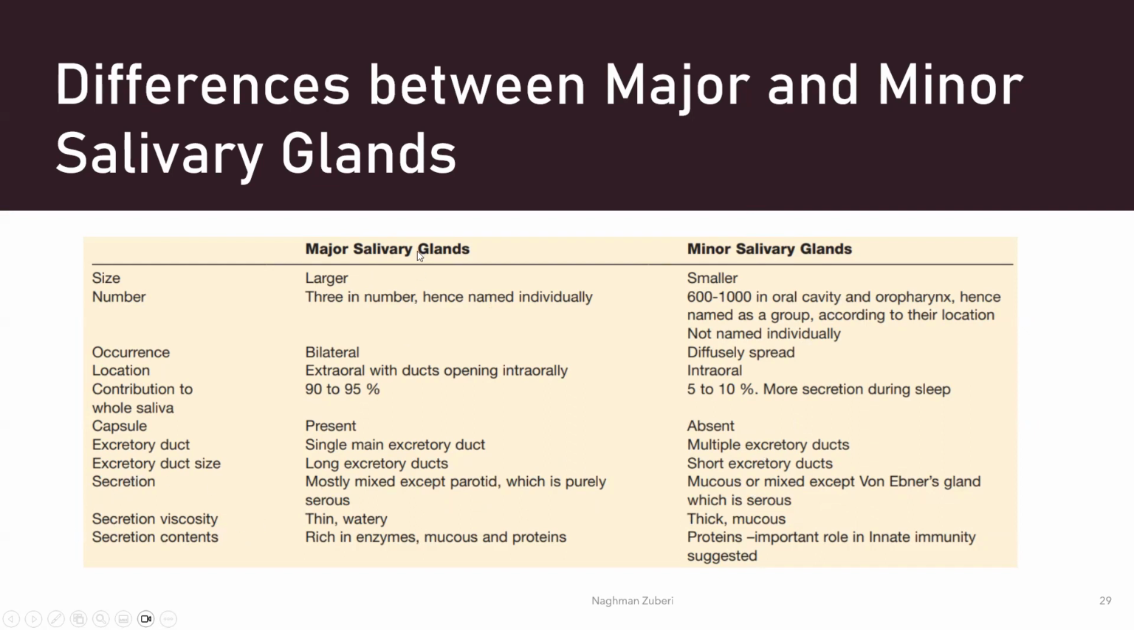Secretion and viscosity of the saliva: major salivary glands thin and watery, whereas minor salivary glands thick and mucous. Secretion contents of the major salivary glands are rich in enzymes, mucus, and proteins. Minor salivary glands: proteins, and an important role in innate immunity is suggested.